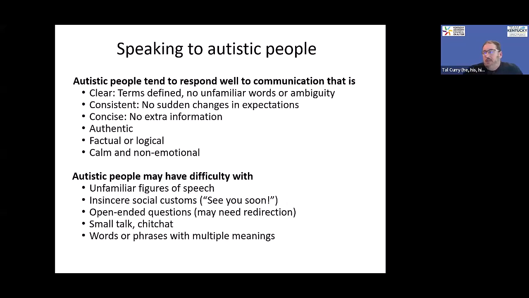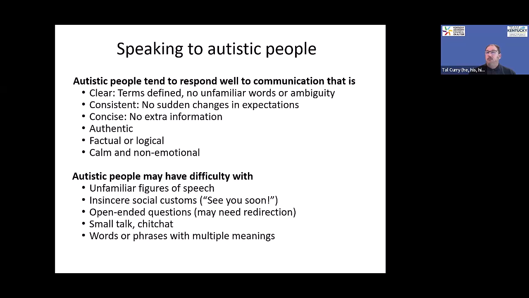So, speaking of autistic people, these are a couple of slides that aren't directly from the resource guide, but I wanted to make sure you had these. If you're speaking to autistic people of any age, they tend to respond better to communication that is clear. Terms are defined. There are no unfamiliar words or ambiguity. Try not to have any sudden changes in expectations, and be consistent and concise, with no extra information.